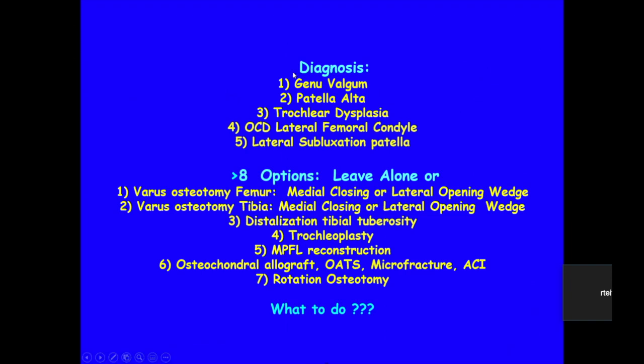So we have a patient then who's 18 years old. He has valgus, he has patella alta, he has trochlear dysplasia, he has osteochondritis dissecans of the lateral femoral condyle and lateral subluxation of the patella.